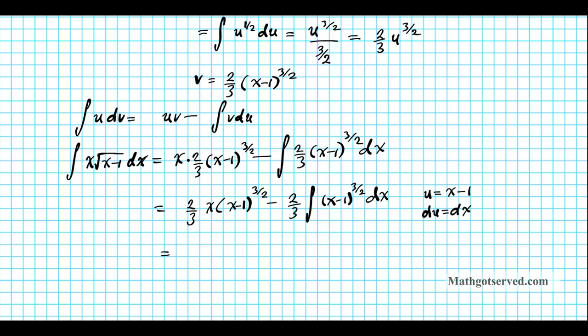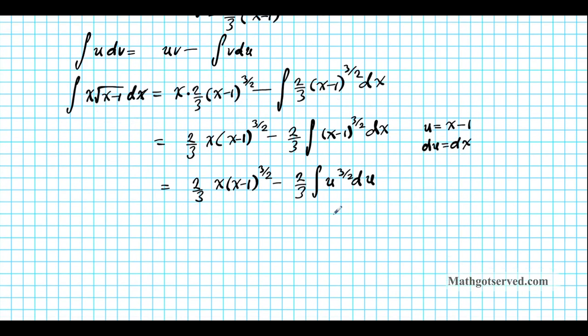We're still evaluating this integral right here. So we have 2/3 times x minus 1 to the 3/2 minus, and we'll write this as 2/3 times the integral of u, instead of x minus 1, call u, to the 3 over 2 du. Okay, du is equal to dx. It's basically the same thing, but we have to be consistent with our variables. So this is du.